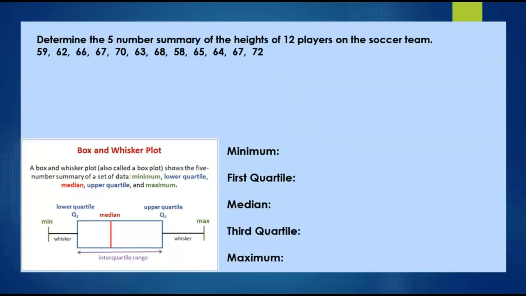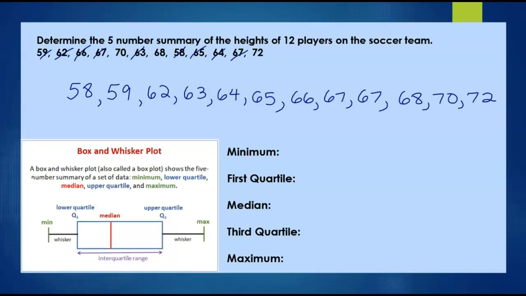We are going to create a box and whisker plot of this data. And first, we're going to determine the 5-number summary of the heights of 12 players on a soccer team. Before we begin, we need to order our data from least to greatest. Now that our data is listed from least to greatest, we can find the medians. And before I begin, our heights are in inches. I forgot to mention that. All right, I always start with my minimum, so 58, and my maximum, so 72 inches and 58 inches.